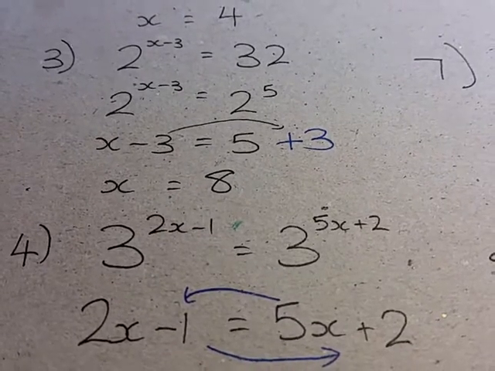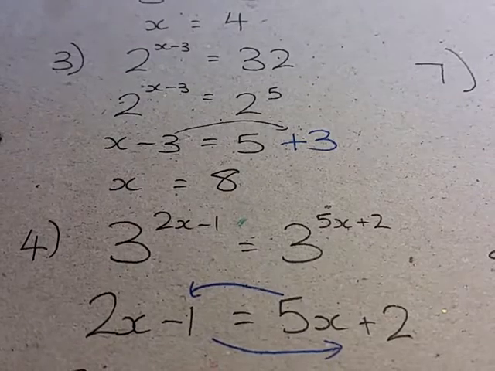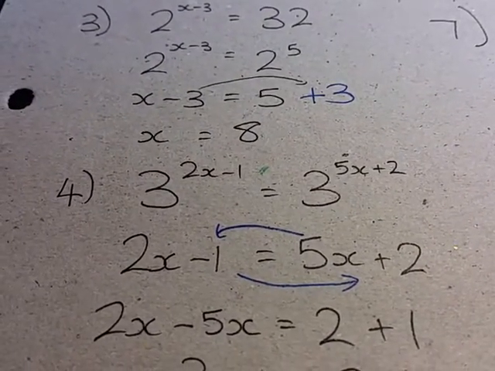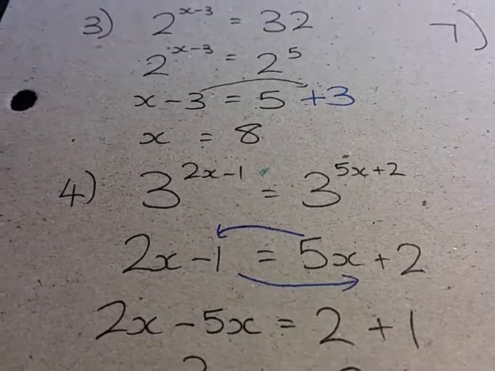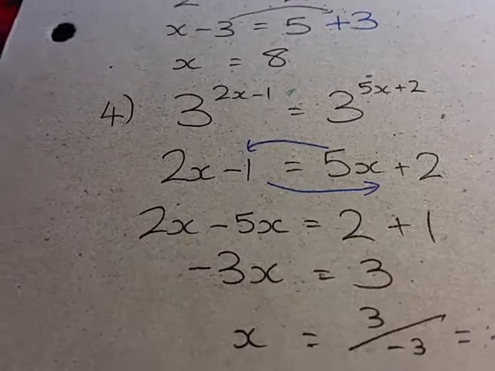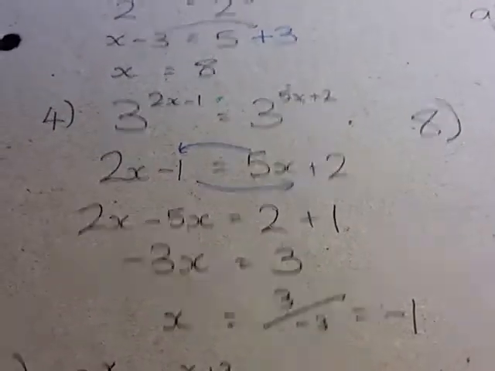I'm bringing the 5x over to the other side because that's how I like to do it, and I'm taking the negative 1 over to the other side. So that becomes 2x minus 5x equals 2 plus 1. Negative 3x equals 3. So that means x equals 3 divided by negative 3, which gives x equals negative 1.